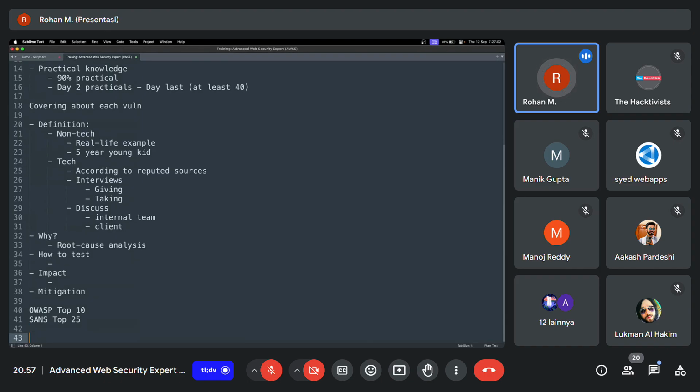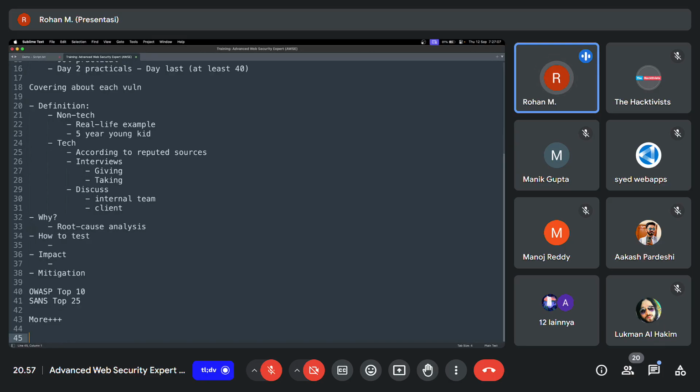Plus, along with this, we will be covering more vulnerabilities that are not a part of OWASP Top 10 and not a part of SANS Top 25, but they are required by the industry. They are required by the market. When you go for interviews, questions will be asked from that. When you are working in the company, those vulnerabilities will be found in your client's application. So we will be covering OWASP Top 10, plus SANS Top 25, plus those vulnerabilities that are required by the market but are covered neither in OWASP Top 10 nor in SANS Top 25.